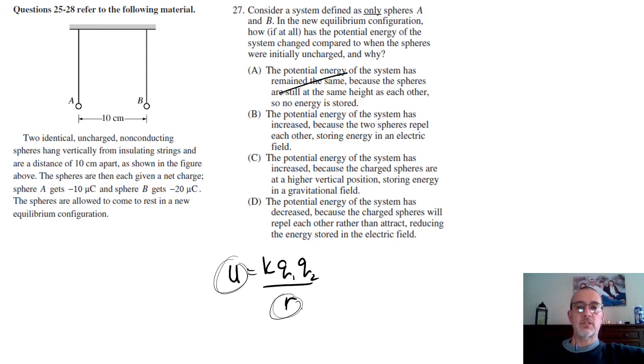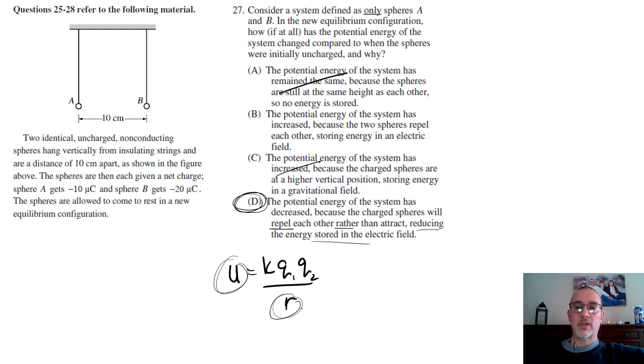C, the potential energy has increased. Nope. D, the potential energy has decreased because the charged spheres will repel each other rather than attract, reducing the energy stored in the electric field. Yeah, and when they repel each other, they move away from each other, and so it's a little bit questionable as, they repel rather than attract, reducing the energy. It's because they've moved apart from each other that it's reduced the energy stored in the electric field. So of the answers, D is going to be the best answer, although I wouldn't have worded it that way.